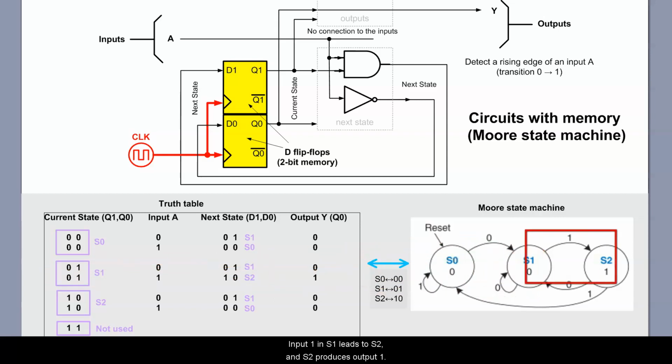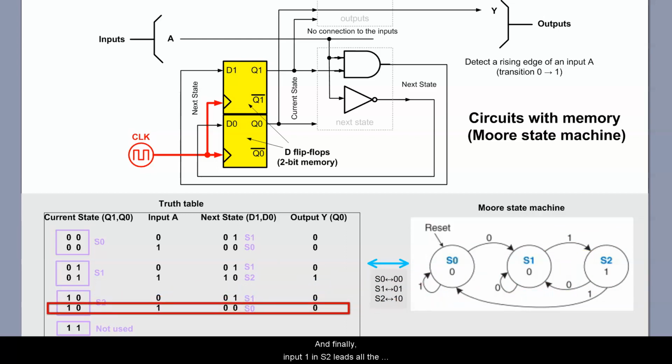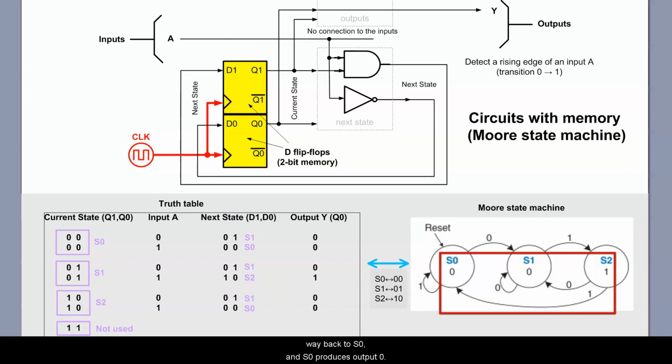Input 1 in S1 leads to S2, and S2 produces output 1. This is the detected rising edge. Input 0 in S2 leads back to S1, and S1 produces output 0. And finally, input 1 in S2 leads all the way back to S0, and S0 produces output 0. Okay, so I hope you now see how it works.